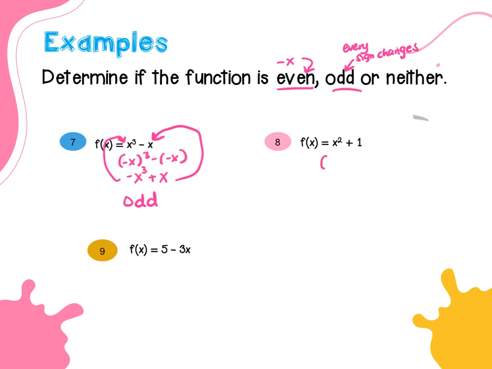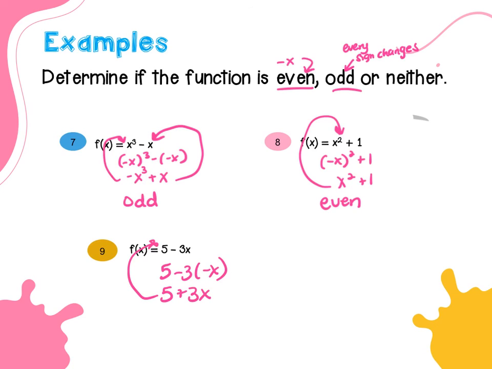Do the same thing with 8. Plug in a negative x. Negative x squared is x squared. It goes back to the original, which means this is even. 5 minus 3 times negative x becomes 5 plus 3x. It's not the same. The 5 is the same sign, but the 3x is different, which means this is neither. They either all go back or they all change.